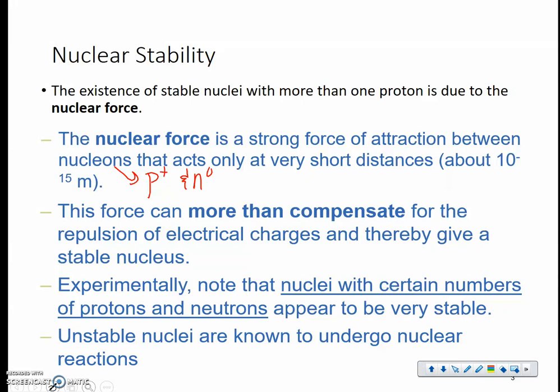What we found is that nuclei with certain numbers of protons and neutrons are more stable than others. And if your nucleus is unstable, so it has a different number of protons or neutrons, then they tend to undergo these nuclear reactions, which turn them into other elements.